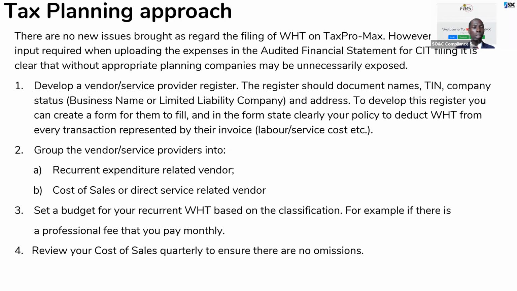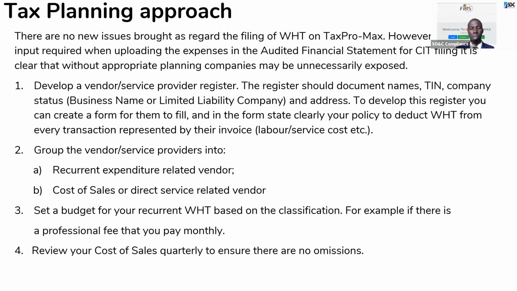This is very important. Then number two is that cost of sales or direct service related vendors. There are some cost of sales, your purchases and so on that you do. Other services that are not recurrent, they are related to your services. All these ones, withholding taxes that are related to them, they provide some services for you. You also group them together.